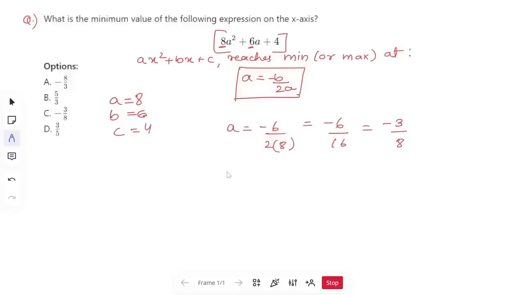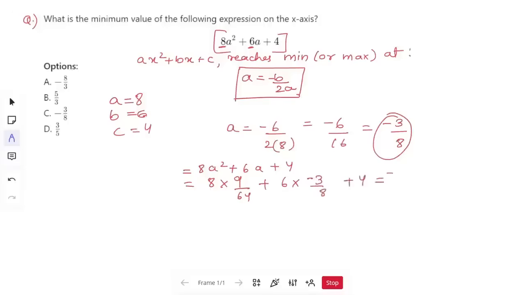Now we will start solving our equation. So see, 8a square plus 6a plus 4. 8a square means 8 into 3 3s are 9, and 8 is 64. Basically I'm substituting this value in place of a, plus 6 into minus 3 by 8 plus 4. This will equal to 72 by 64 minus 18 by 8 plus 4.